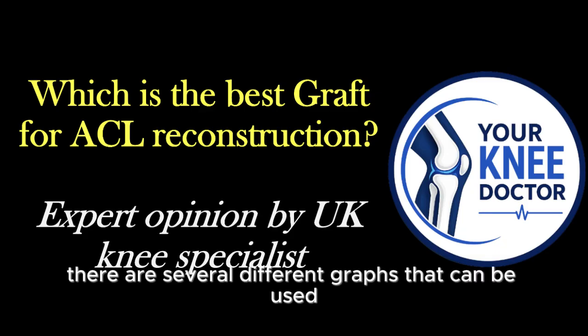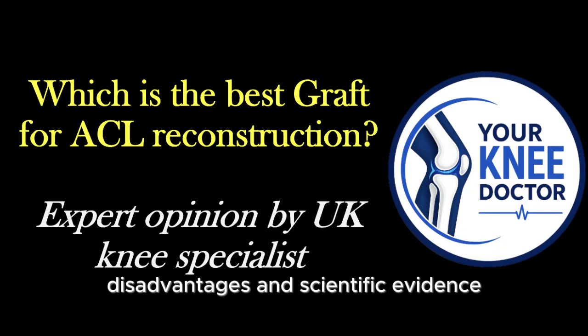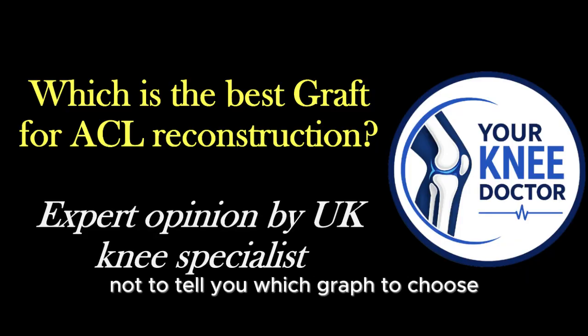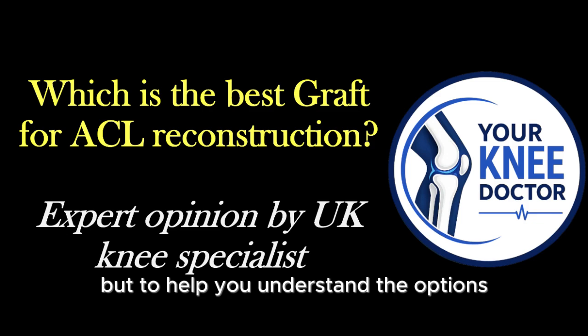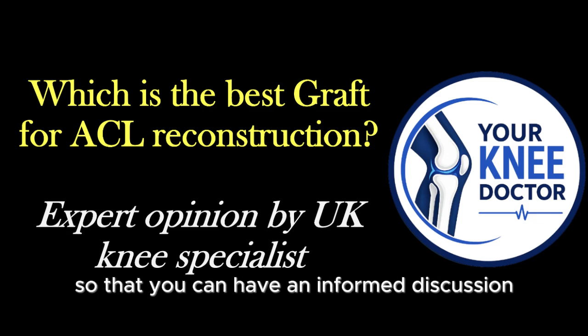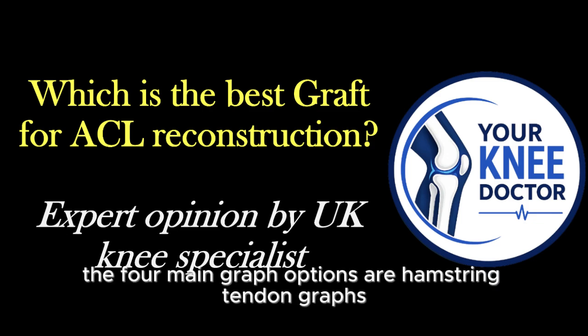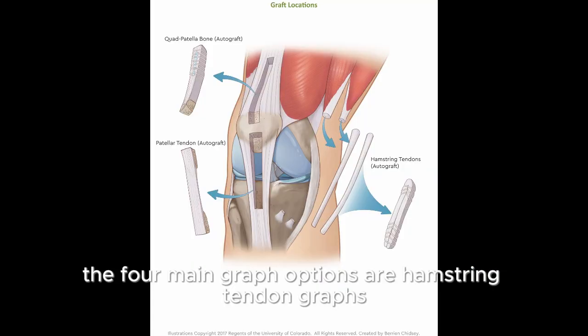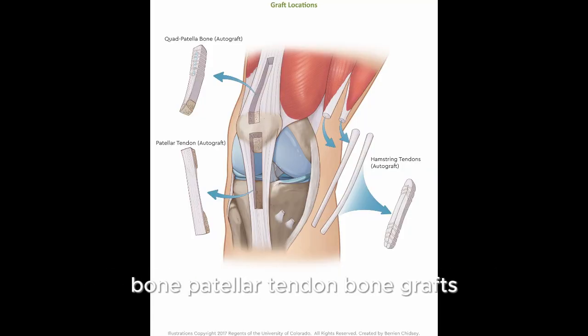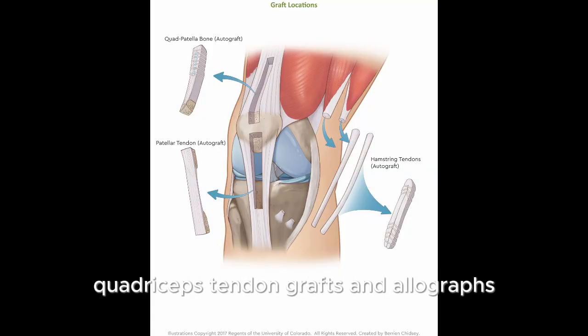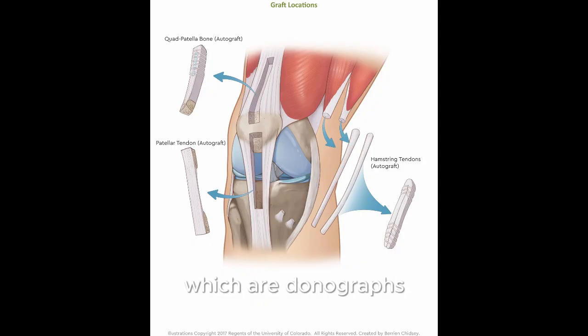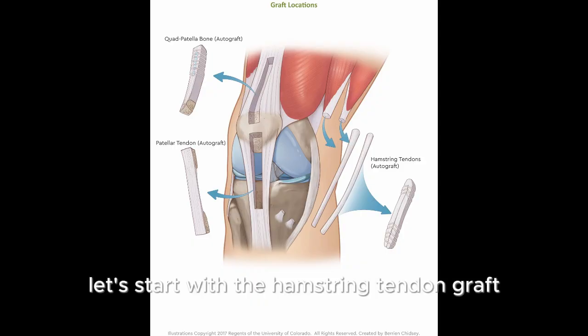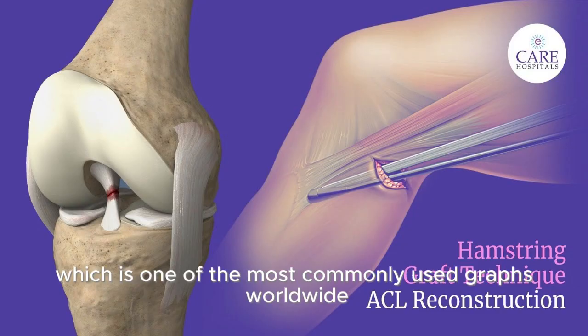In fact, there are several different grafts that can be used, each with its own advantages, disadvantages, and scientific evidence. The purpose of this video is not to tell you which graft to choose, but to help you understand the options so that you can have an informed discussion with your surgeon. The four main graft options are hamstring tendon grafts, bone-patellar tendon bone grafts, quadriceps tendon grafts, and allografts, which are donor grafts. Let's start with the hamstring tendon graft, which is one of the most commonly used grafts worldwide.